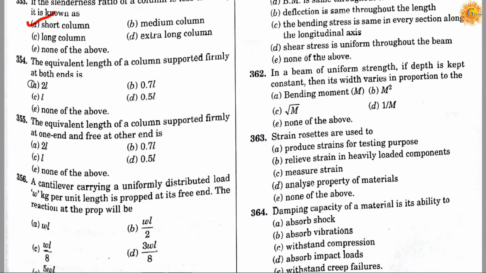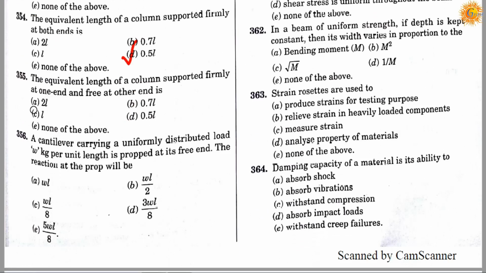Question number 354. The equivalent length of a column supported firmly at both ends is option A is 2L, option B is 0.7L, option C is L, option D is 0.5L, and option E is none of the above. Correct answer is D, it will be 0.5L.